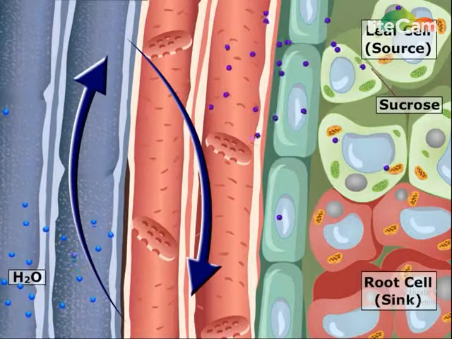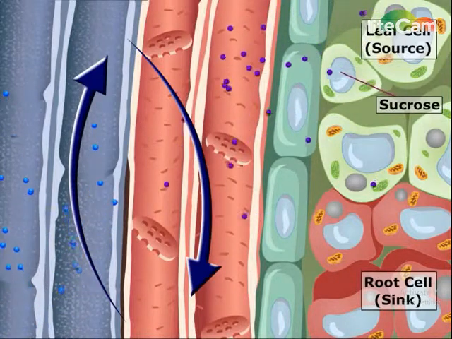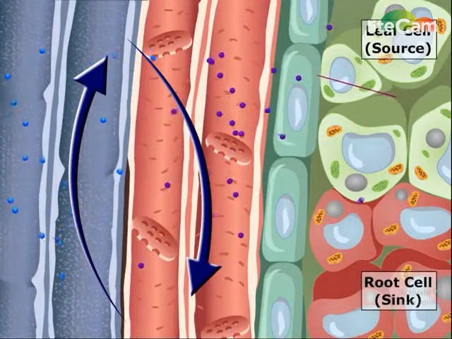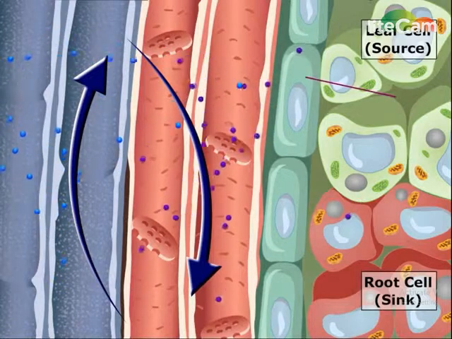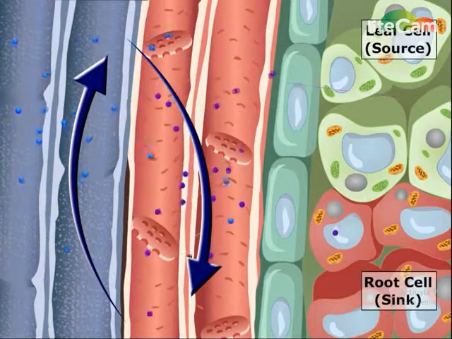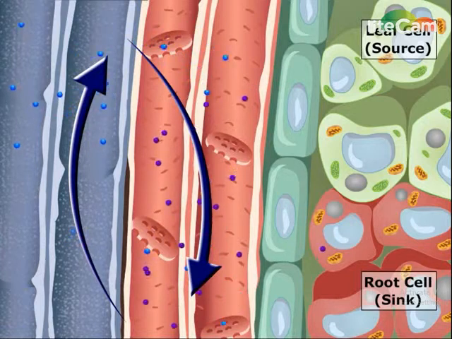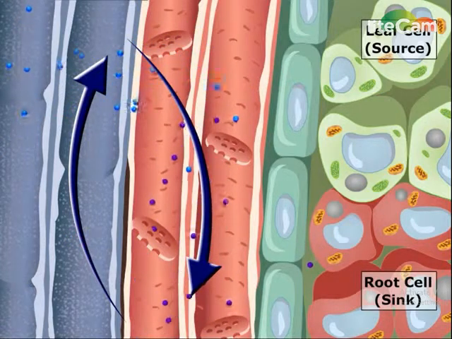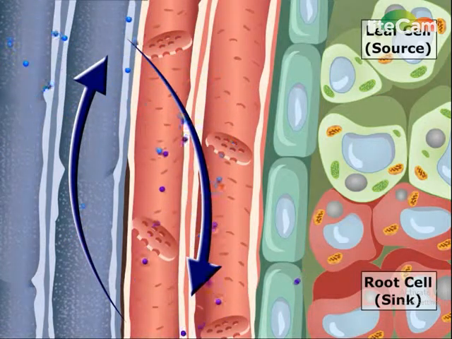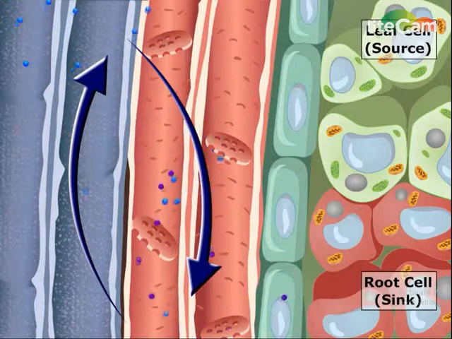All these events produce a continuous flow of water from xylem to phloem and back to xylem. It helps to remember that the water leaving phloem moves up the xylem due to transpiration and not due to water potential difference between xylem and phloem.